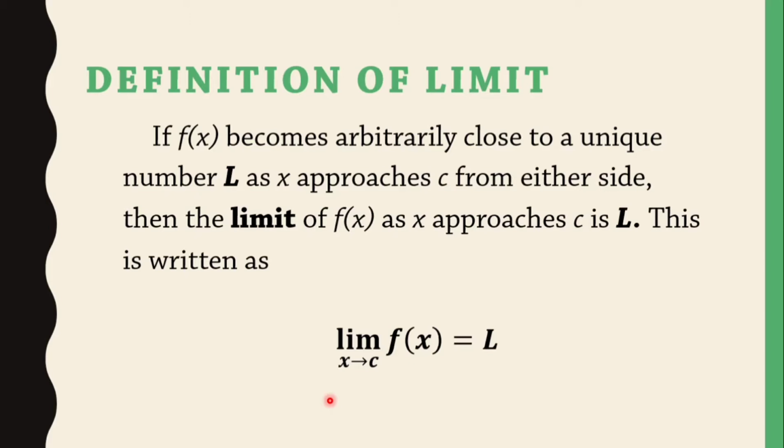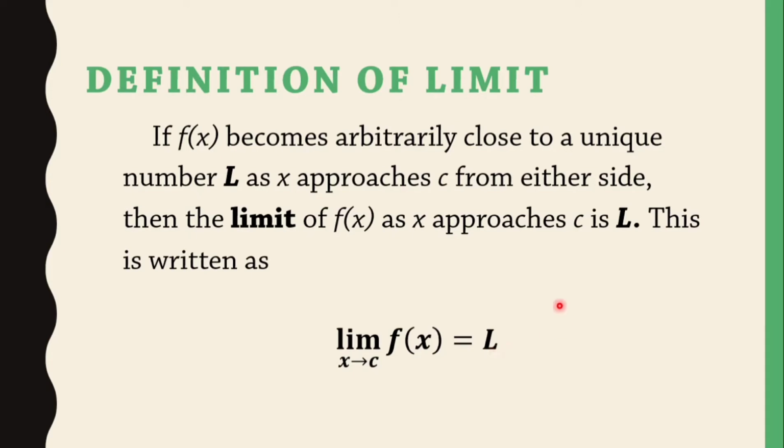Now, mathematically, the definition of a limit says that if f of x becomes arbitrarily close to a unique number L as x approaches c from either side, then the limit of f of x as x approaches c is L. This is written as this symbol. Now we read this symbol as the limit of f of x as x approaches c is equal to L.